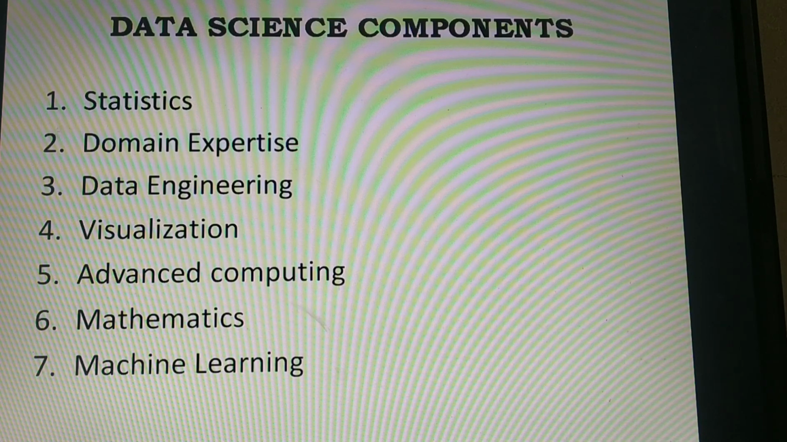Next component is visualization. Data visualization means representing data in a visual context so that people can easily understand the significance of data.